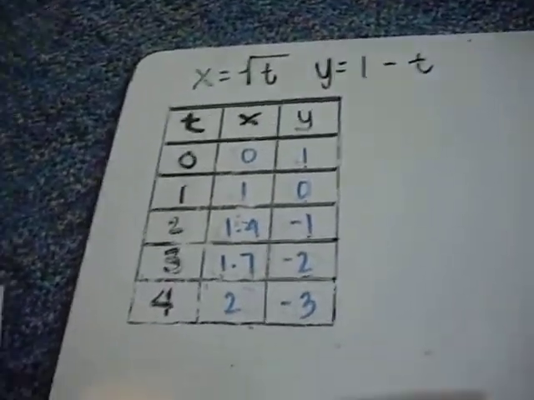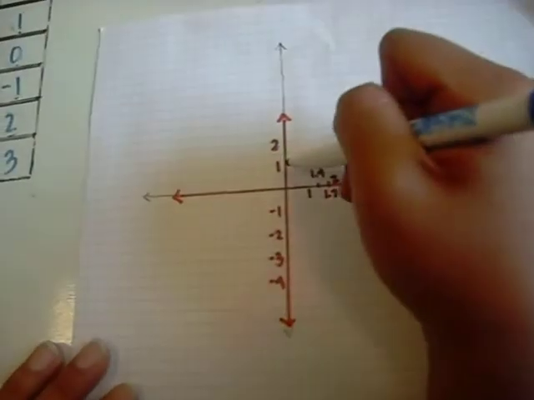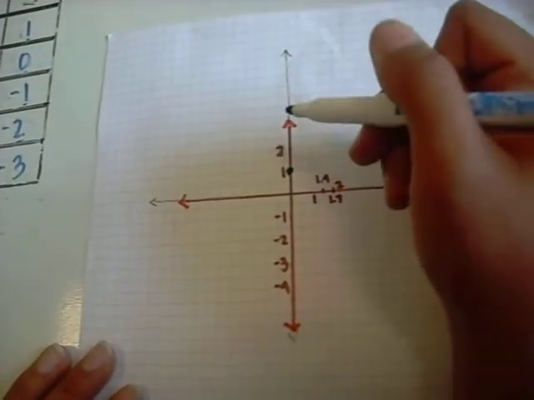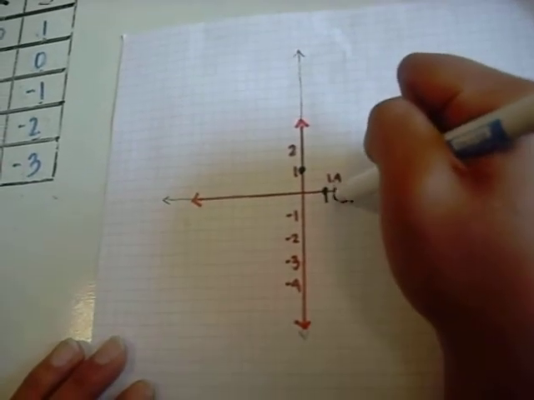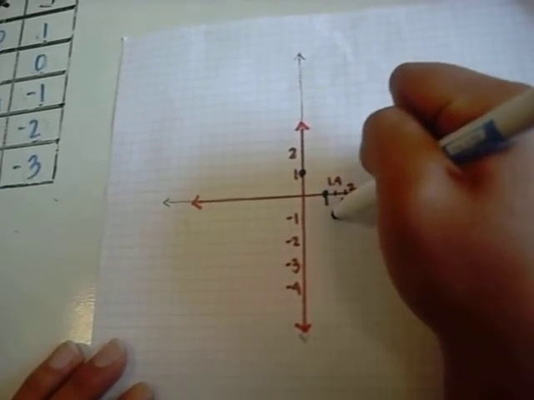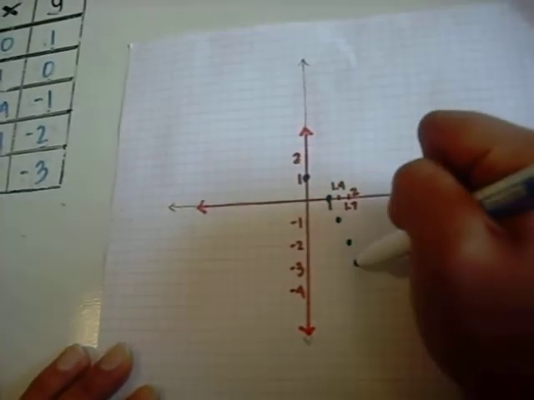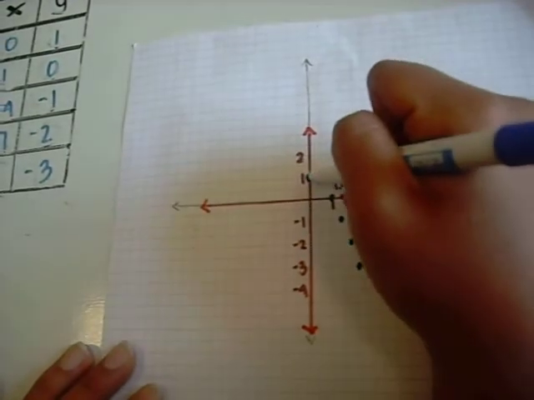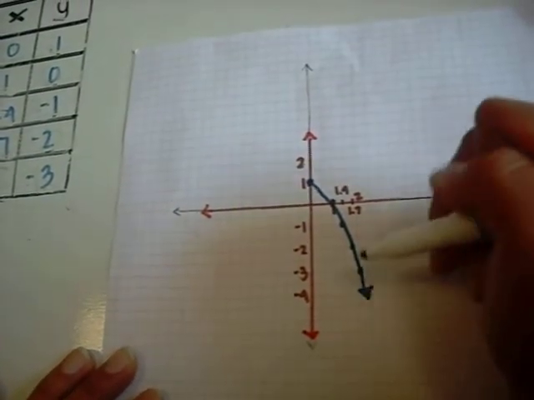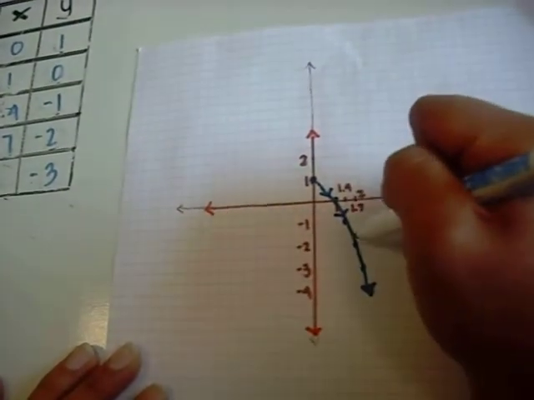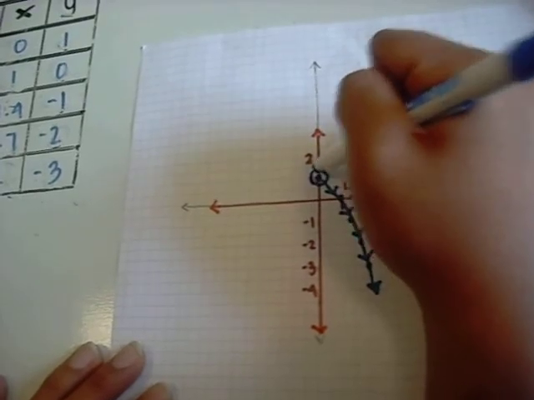Okay, so here's a graph. Your first point is 0, 1, which is right here. And then 1, 0. Then 1.4, negative 1. 1.7, negative 2, and then 2, negative 3. You connect your dots, and make sure to draw the arrows to show your orientation, and to circle your first point. And then you're done.